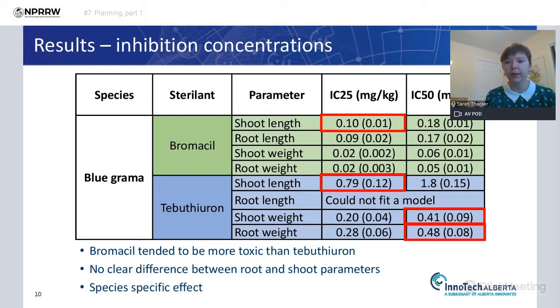There generally wasn't a clear difference in how roots and shoots were impacted by the sterilants. So if you look at the IC50 column, the 2 red boxes I have highlighted there, that's shoot and root weight. And you can see there wasn't a big difference in those 2 inhibition concentrations. I should explain too, sorry, that the number in parentheses is the standard error, if you're wondering about that. And there was a species-specific effect. So blue grama was the most tolerant species that we looked at, but other species like June grass, plains rough fescue, and green needle grass tended to be the most sensitive to these sterilants.